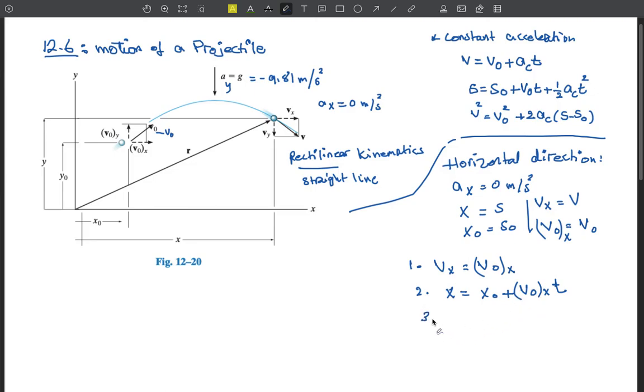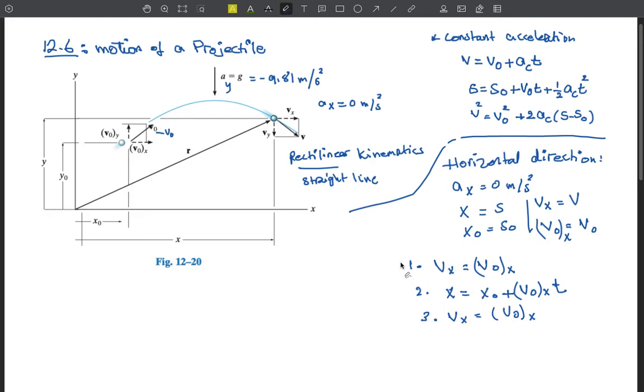And the third equation is, now this is Vx squared equals V node X squared plus 0. So we will come up with the first equation. It's exactly the first equation again. So V node X, right? Just you need to take the square root for both sides. These are the equations that we can use.